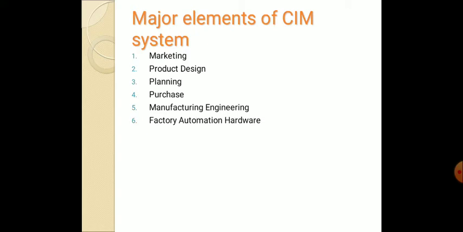Sixth one is the factory automation hardware. Factory automation equipment further enriches the database with equipment and process data resident either in the operator or equipment to carry out the production process.